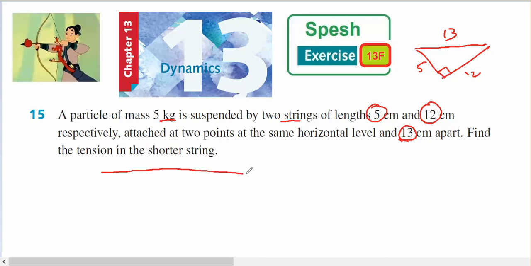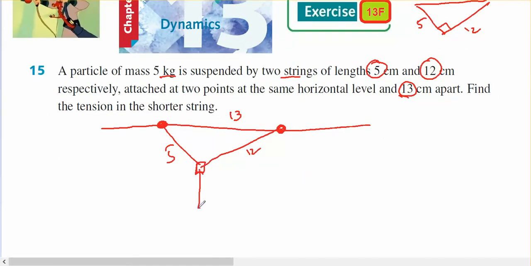Okay, so we have a ceiling. We have 1 point, and we have a second point, and they're 13 centimetres apart. And we have a short string, which is only 5, and we have a longer string, which is 12, and there is my particle that is suspended by those 2 strings. So looking at all of the forces, we will have a 5G straight down. We'll have T1, which is the tension in the shorter string, and we will have T2, which is tension in the bigger string.